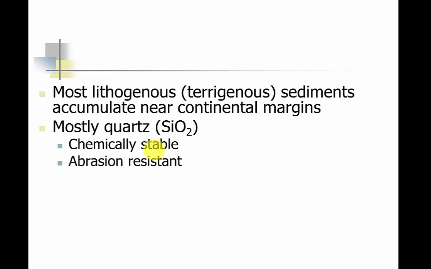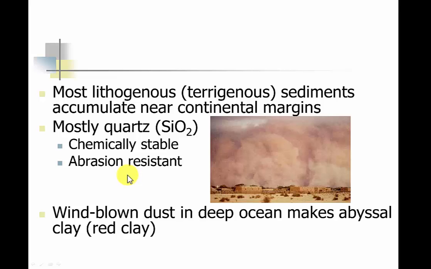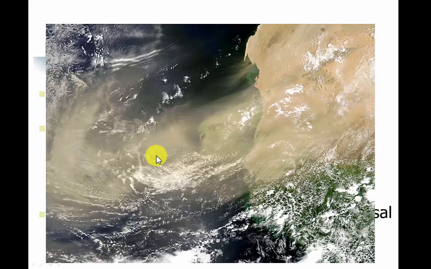It also is a very good abrasive and very resistant, and this is what tends to wash away a lot of material, rub away a lot of material like sandpaper. Wind-blown dust in deep ocean makes abyssal red clays. This is the red clay in Africa that's actually being kicked up by a windstorm, and if that windstorm continues, it may actually end up blowing the material from Africa right over the Atlantic Ocean. It can blow all the way over to North America.